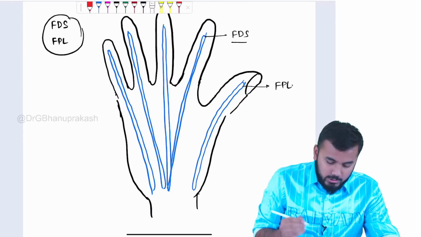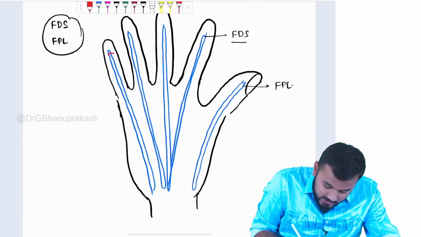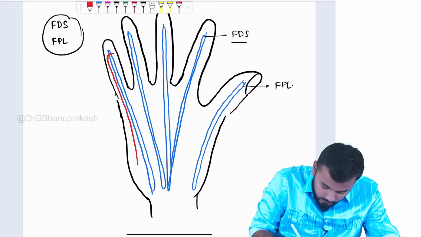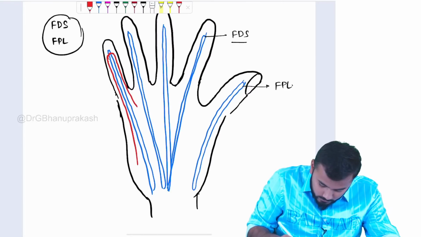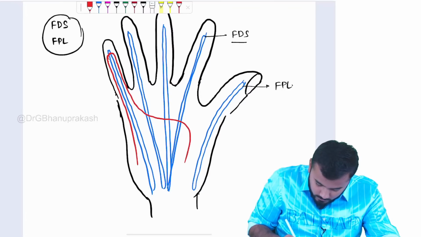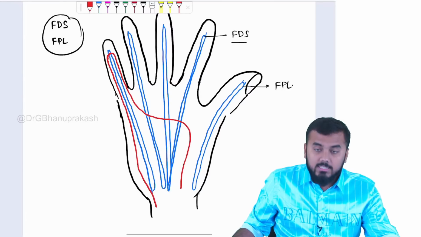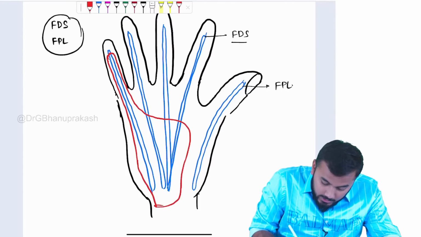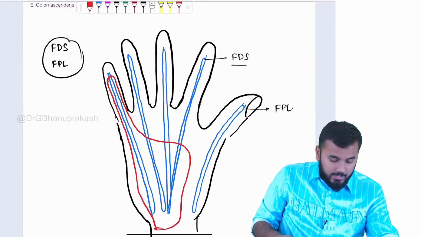So let me draw it and explain to you. Look here. This is the synovial sheath that is covering the tendon like this. Next, all of you concentrate here.